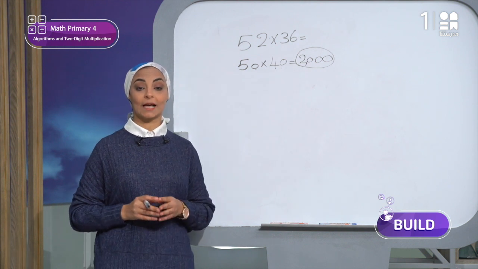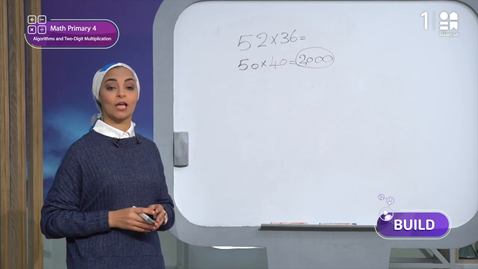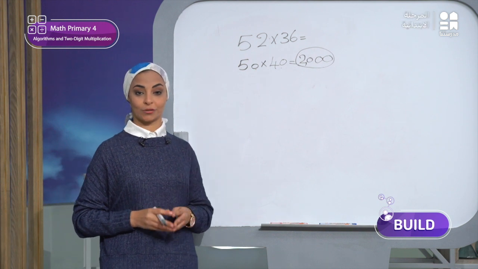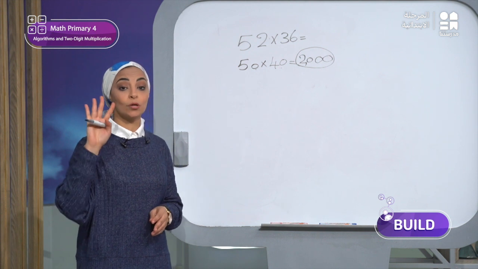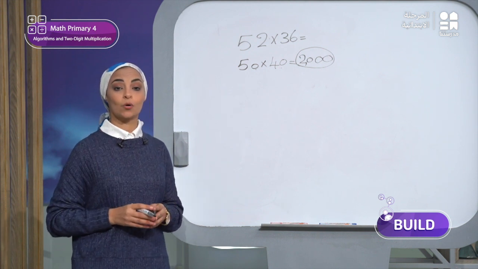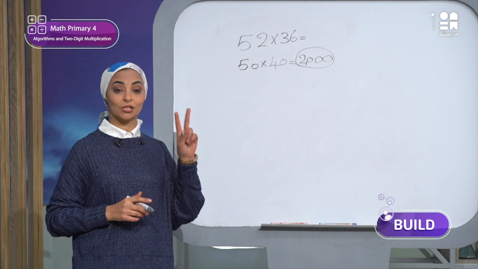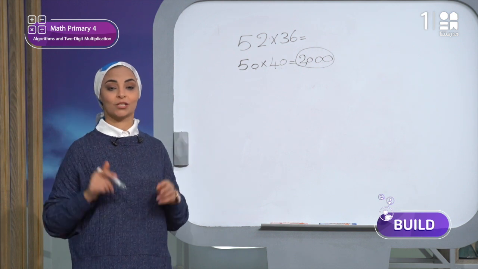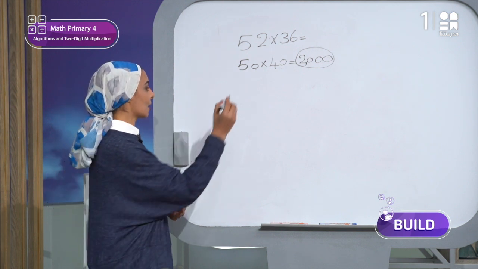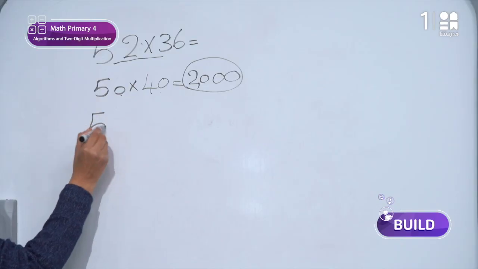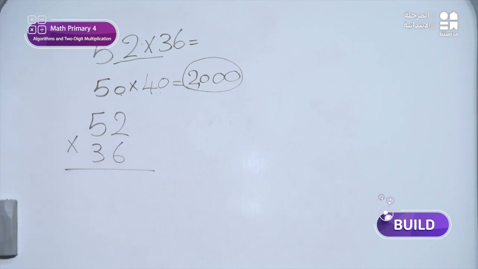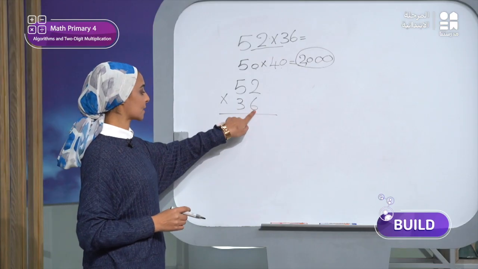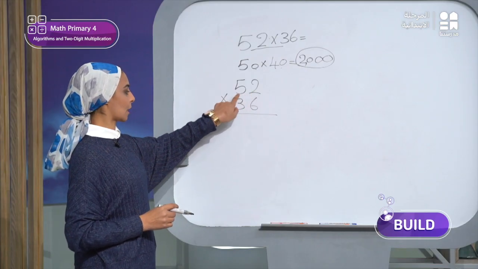Now, let's calculate the exact product using the partial products algorithm. Of course, the partial product algorithm will have 4 partial products. Why? Because you are multiplying a 2-digit number by a 2-digit number. Let's do it together. First of all, I will put the 2 numbers under each other like you see here. Then what will I do? Yes, I'll multiply 6 times 2, then 6 times 50.